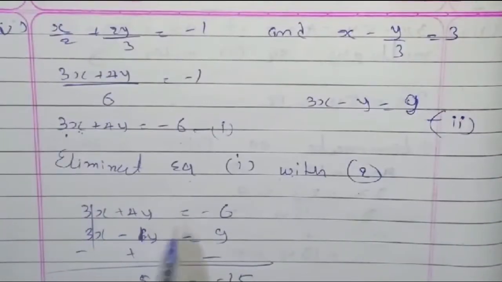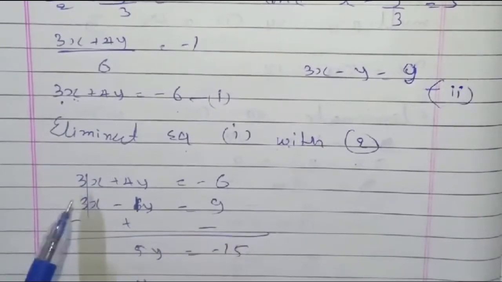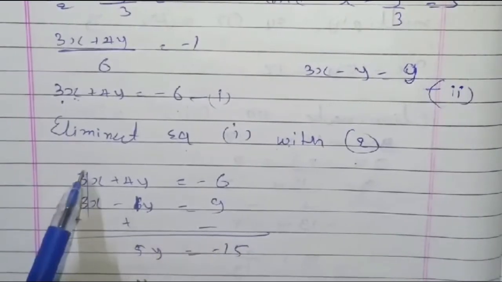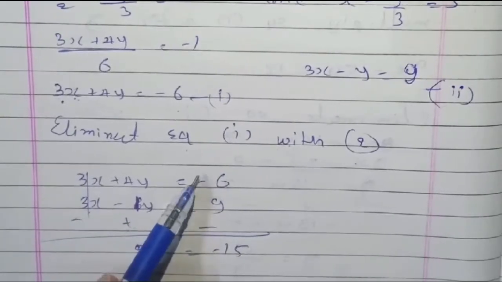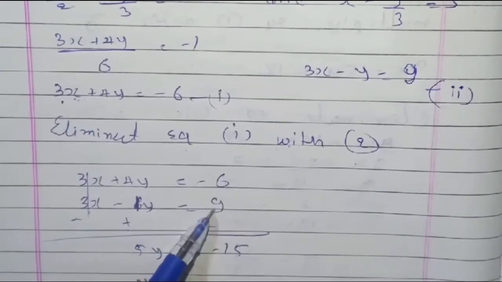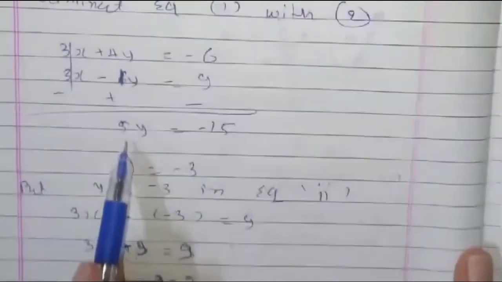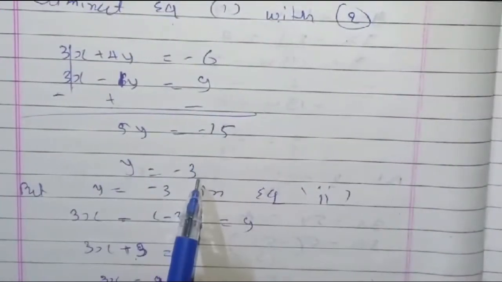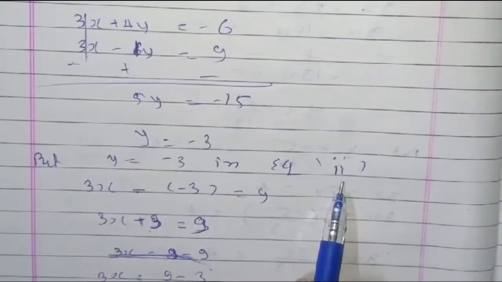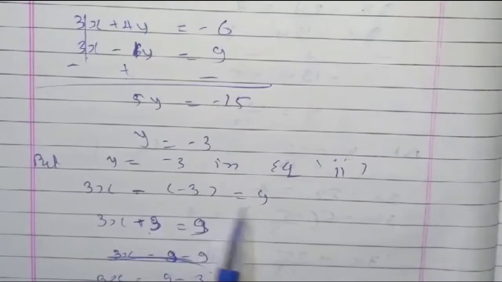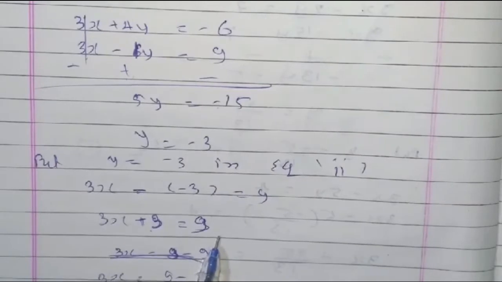So 3x plus 4y is equal to minus 6 and 3x minus y is equal to 9. Minus, plus, minus. 3x cancels. 4 minus minus 1, 4 plus 1 is equal to 5, and minus minus plus, 6 plus 9 is equal to 15. Bigger number's sign. So y is equal to minus 15 by 5 is equal to minus 3. Now put y is equal to minus 3 in equation number 2. So 3x minus minus 3 is equal to 9. Minus minus plus. So 3x plus 3 is equal to 9.